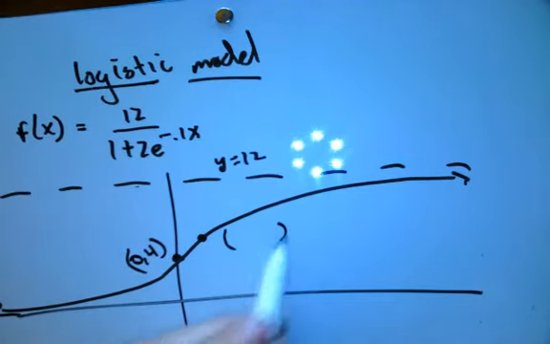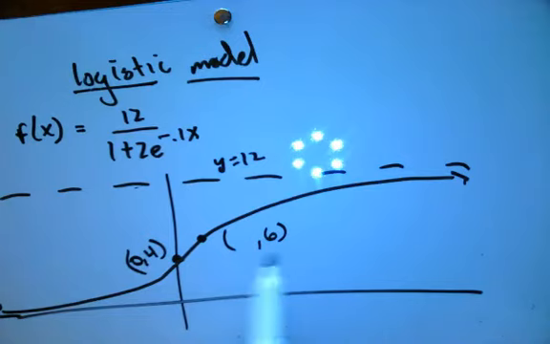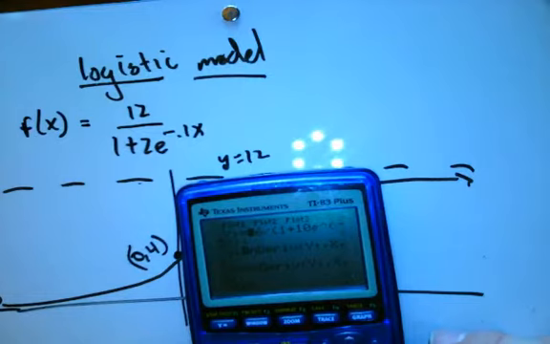And this up here is y equals 12. And like I said, if you want to find this point here, where we go from concave up to concave down, we know the y value here is half of this. So we know the y value here is 6.